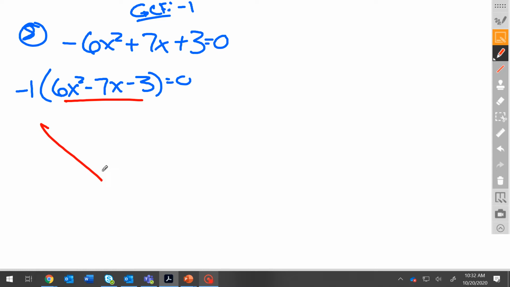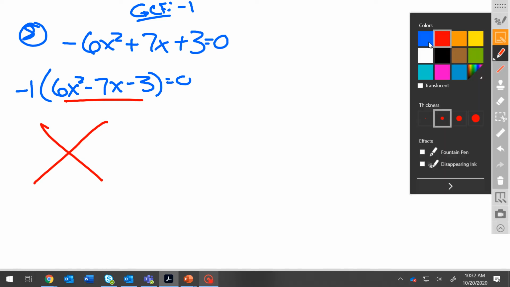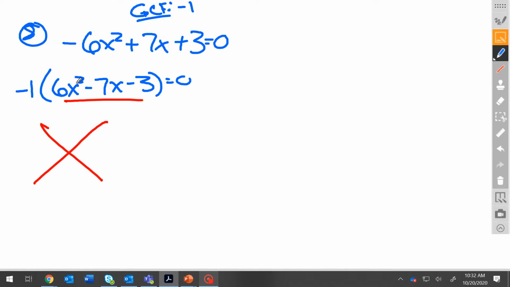So I'm going to set up my cross here. A is not 1, so I am going to have to use grouping. So A times C is negative 18, B is negative 7. Two numbers I'm looking for are negative 9 and positive 2. I'm going to use those to split up negative 7 into negative 9x and positive 2x. And then I'm going to group these first two together and group these second two together.